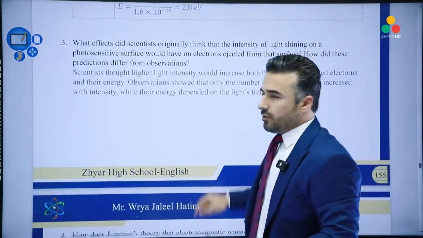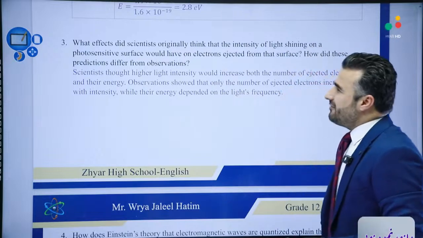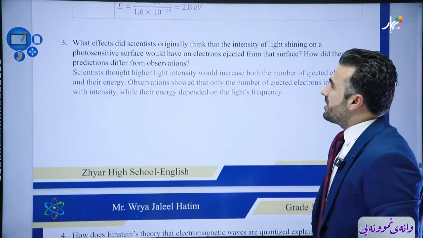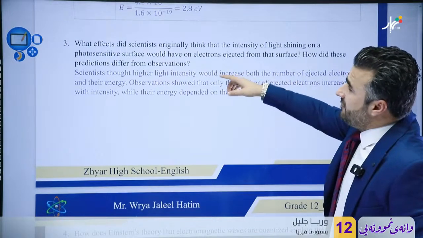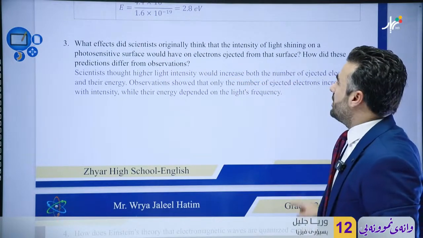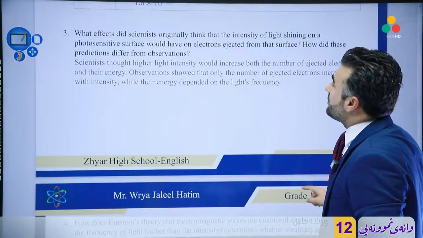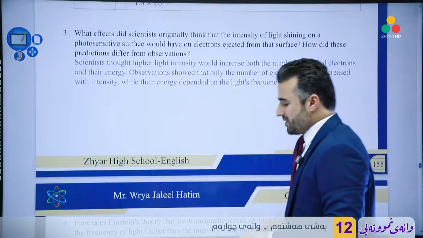All right, now question 3 says, what effects did scientists originally think that the intensity of light shining on the photosensitive surface would have on electrons ejected from that surface? How did these predictions differ from observations?